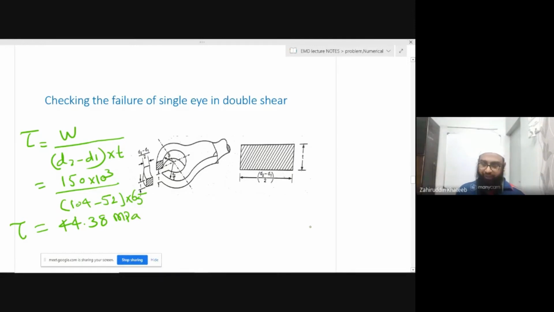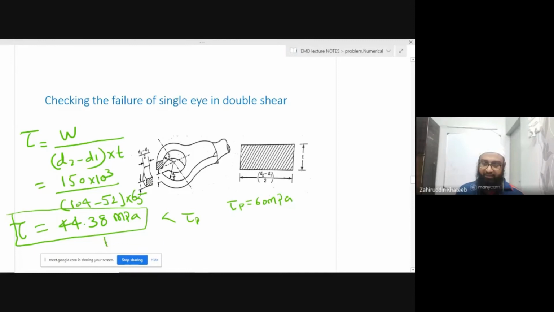Again you will compare this tau with the tau permissible. Tau permissible is given, and tau is less than tau permissible. The value of tau permissible is 60 MPa. So this is also safe.